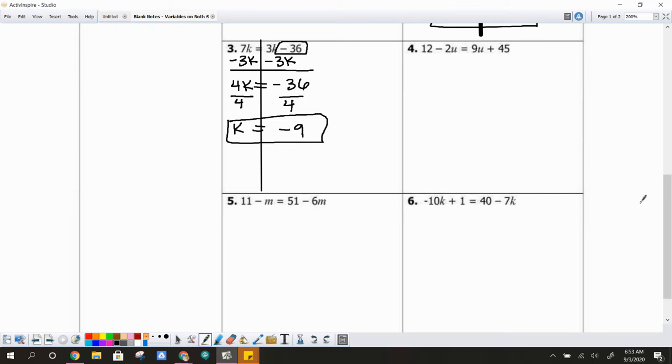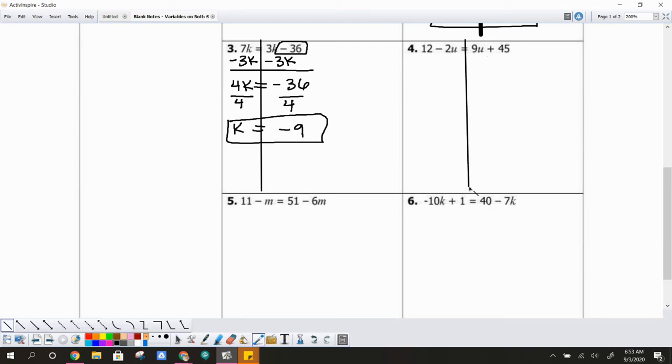So for number 4, I'm going to go ahead and start by just looking. There's nothing to distribute. There's nothing to combine. So I'm going to go ahead and start by just moving my variables.